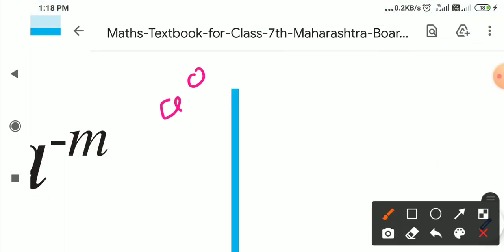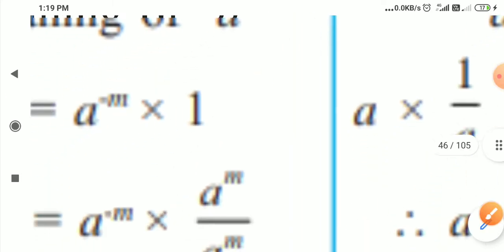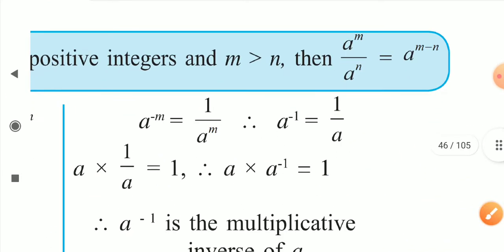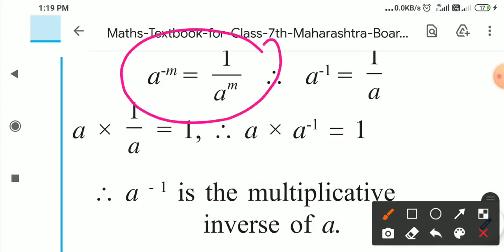The first rule is that any number raised to 0, the answer is 1. Any number raised to minus m, if we have to make it positive, we take it to the position of the denominator. So minus m becomes plus m, 1 upon a raised to plus m. Last, we will see here, a raised to minus m is equal to 1 upon a raised to m. So here a raised to minus m, we have to make it positive.